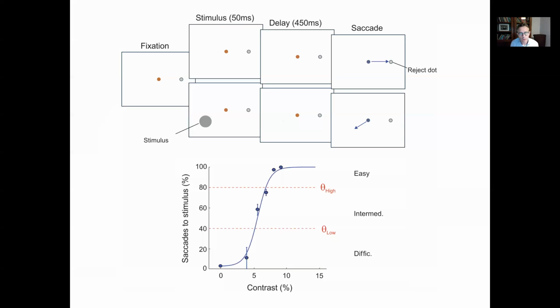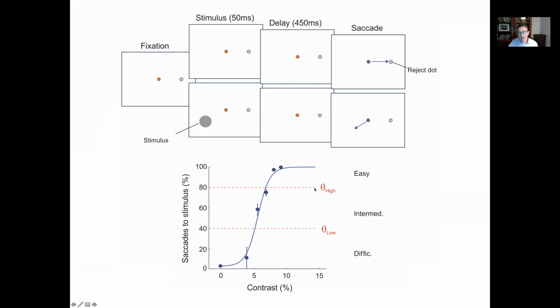Okay, and this shows you just the accuracy of one of the monkeys as a function of the contrast, and we got quite nice psychometric functions as expected. And the purpose of this slide is that we sorted the data because we defined stimuli that gave rise to an accuracy better than 80% as easy.